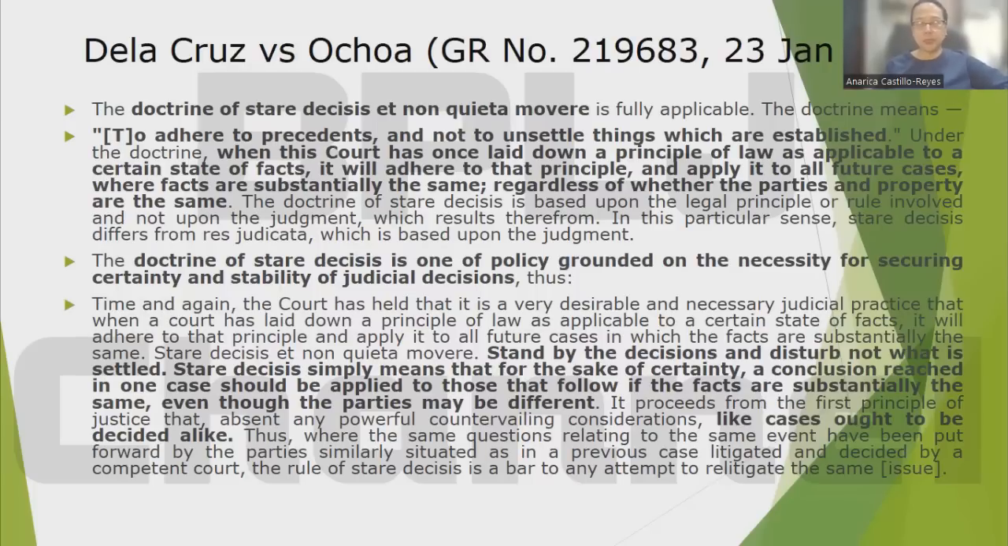Stare decisis simply means that for the sake of certainty, a conclusion reached in one case should be applied to those that follow, if the facts are substantially the same, even though the parties may be different. Like cases ought to be decided alike. That is, in gist, what stare decisis is all about. Okay? Similar cases should be decided in a similar way.